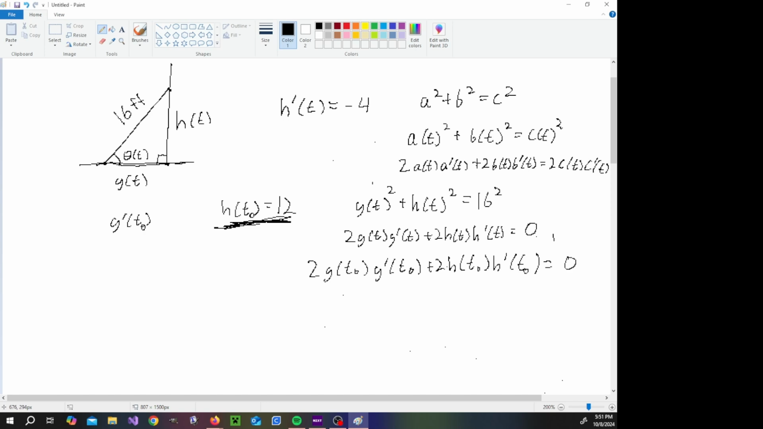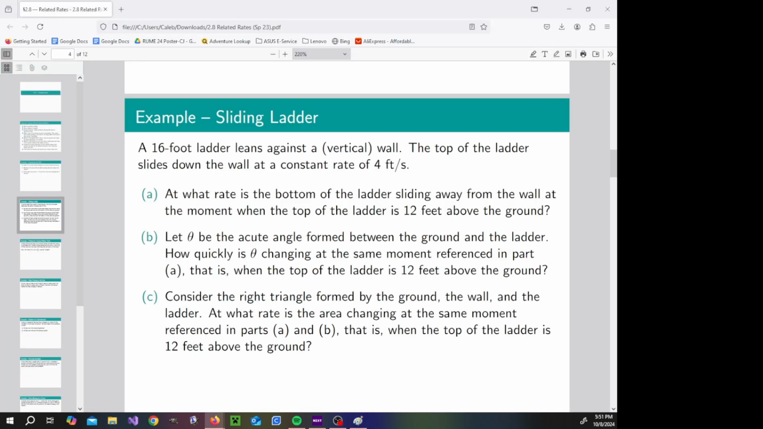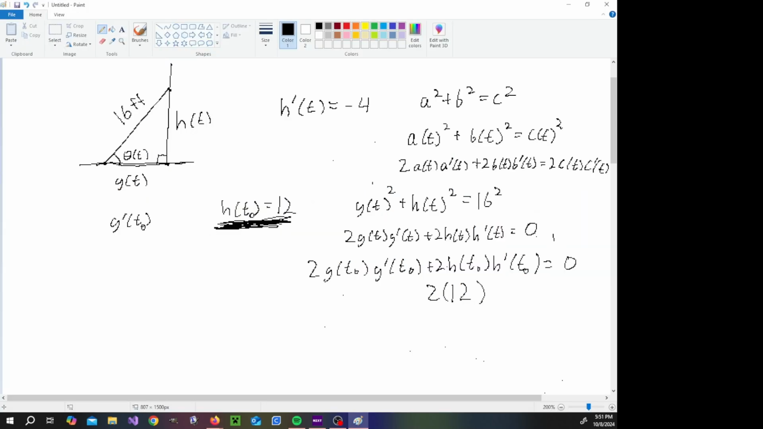Well, we already know a few of these pieces. For one, this whole question is setting up h of t naught needs to be 12. So this is 2 times 12. Well, the question itself told us at the start that the top of the ladder slides down the wall at a constant rate of 4 feet per second. So, that recognition that I made earlier, h prime of t is negative 4.